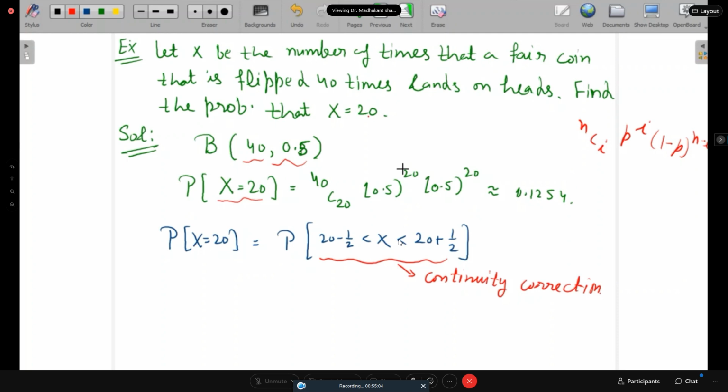Now this event X equals 20, I can rewrite in the following form. I think it will not change anything, because X is between 19.5 and 20.5, and it is not covering 19, nor covering 21. Such types of corrections are known as continuity correction, which means that you have an interval.